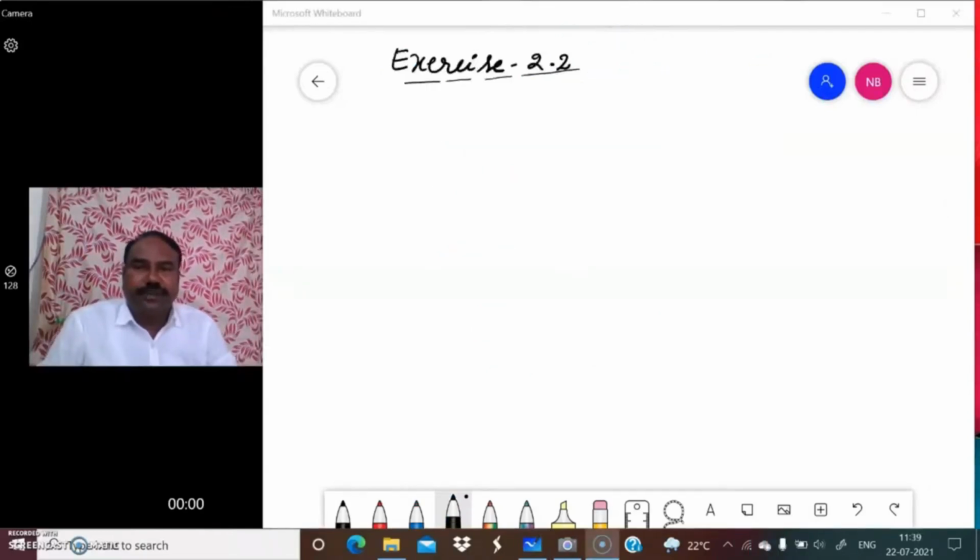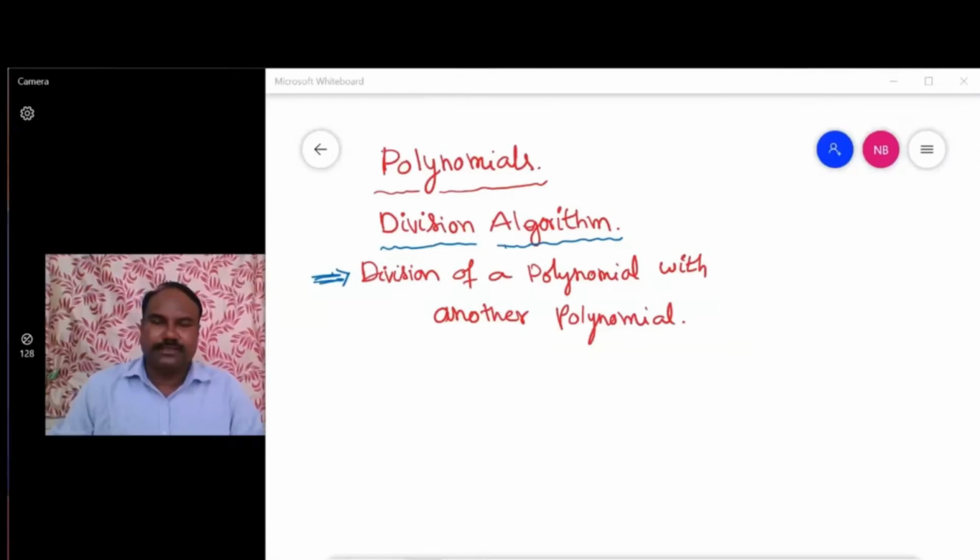Now let us do a problem from exercise 2.2. In that, the first question is find the zero. Now in this polynomials chapter, the next concept is the division algorithm. That is, division of a polynomial with another polynomial. For learning about this, let us discuss the division rule of our arithmetic.